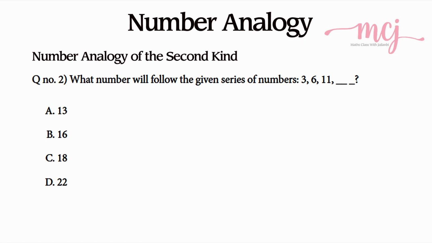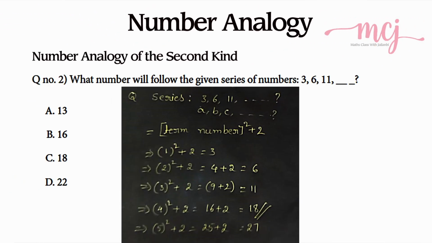If we try the term number squared plus 2, the first term is 1 squared plus 2, which is equal to 3, the given first term. The second term of the series is 2 squared plus 2, which is equal to 6. And the third term is 3 squared plus 2, which is equal to 11, the third term of the given series. Hence, the rule is correct and we can use it to find the missing term. The missing term is 4 squared plus 2, which is equal to 18. Hence, the answer is 18.